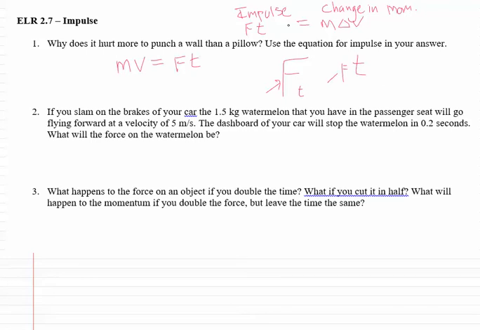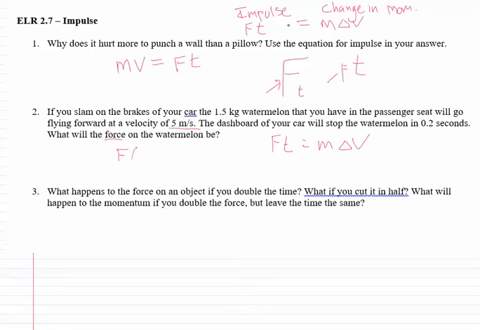Number two, if you slam on the brakes of your car, a 1.5 kilogram watermelon you have in the passenger seat will go flying forward, objects in motion staying in motion. And it's going to go flying forward at that velocity. The dashboard of your car is going to stop that momentum, and it's going to happen in about a fifth of a second. What will the force of the watermelon be? So for this one, we're going to use the same old equation, impulse equals mass times change in velocity. And so for this, we're just going to start plugging things in and see what we're left over with. So it's saying that we want to solve for the force. So force is what we're left with as a variable.